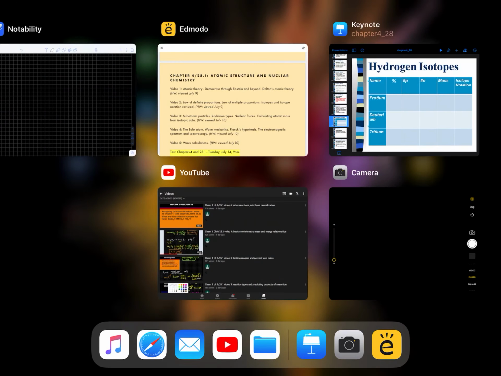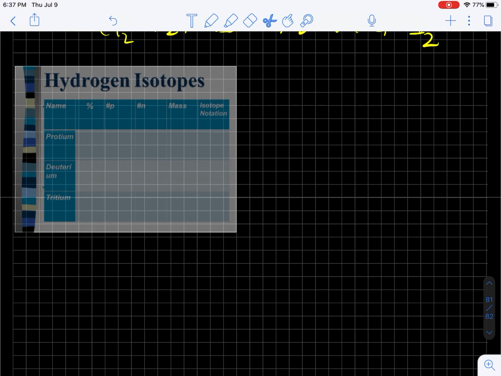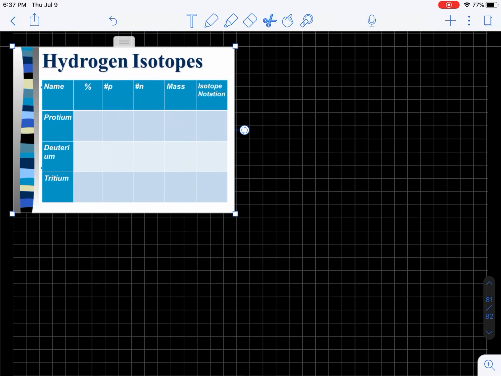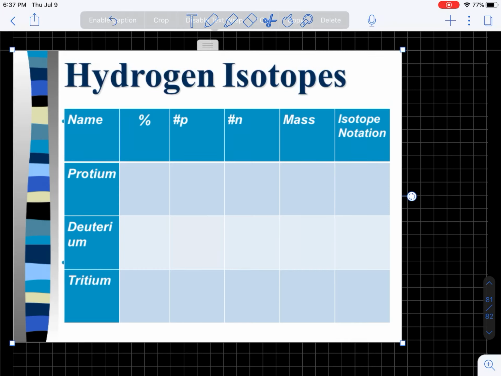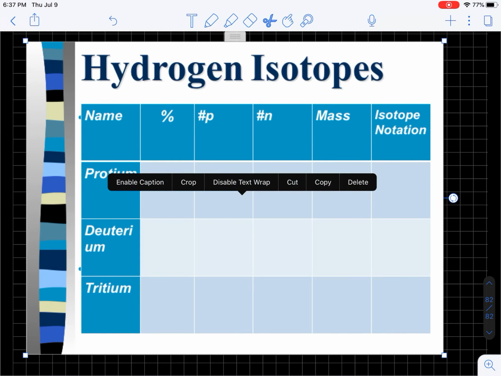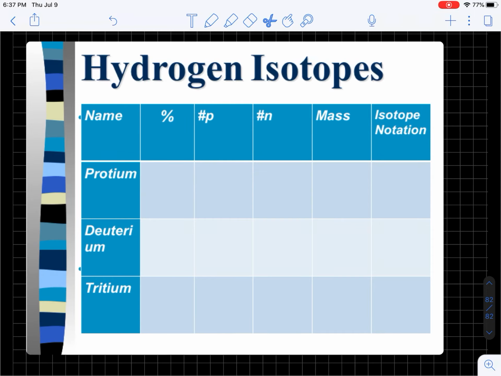So I'm going to copy this little chart and paste it into Notability and go over it with you. All right, so let's put that there. Now let's stretch this thing.